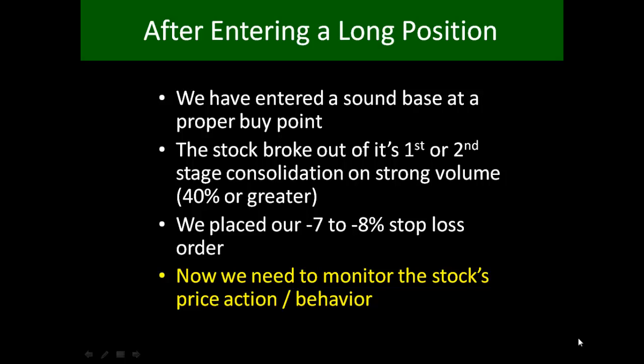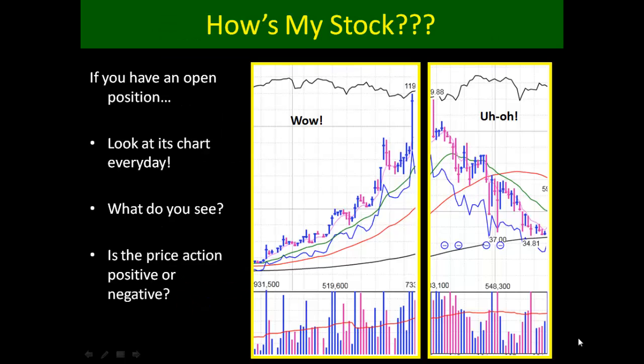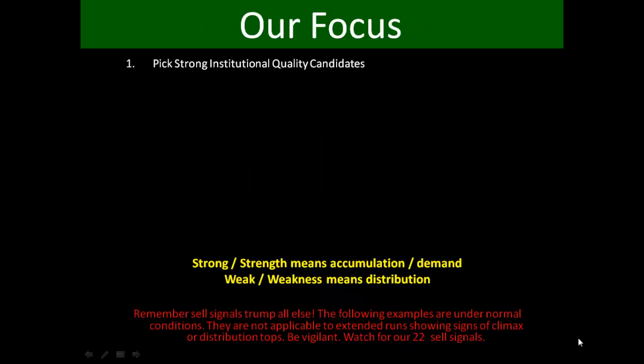Now we need to monitor the stock's price action to see how it's behaving. When you have a position, you want to look at its chart every day. Figure out what you see and if the price action and volume is positive or negative. We're going to focus on picking strong institutional quality candidates.